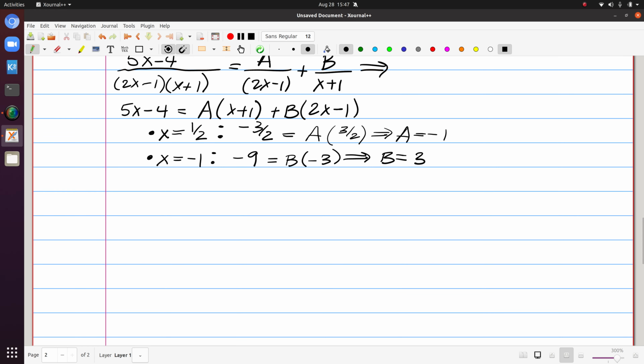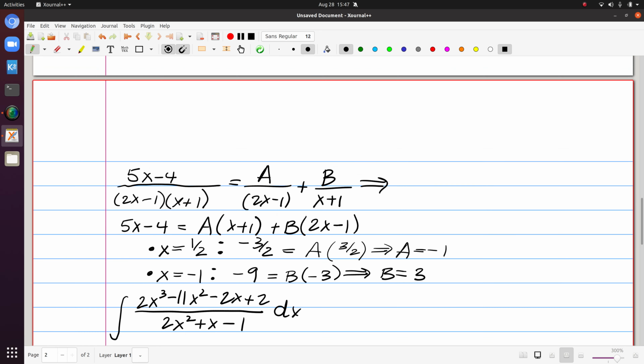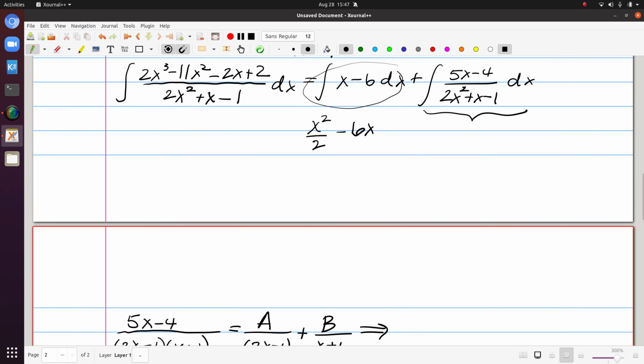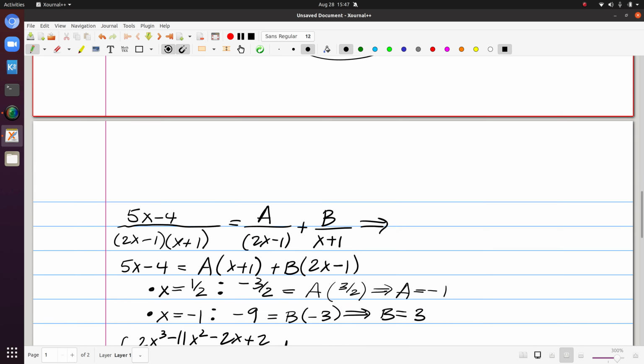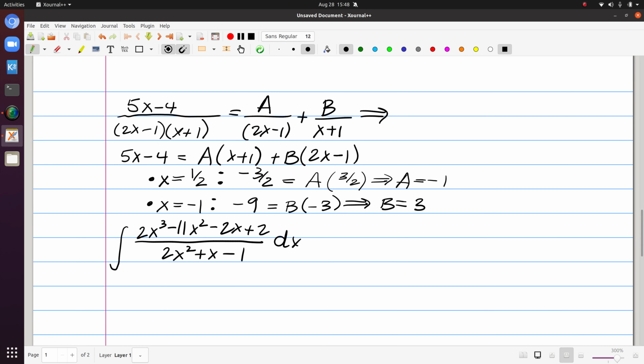So putting all of this together, I'm going to go back to what we started with. So we have the original integral which had a lot of pieces. We then used long division, and we broke it up into two pieces. And we've already gotten this one term here, the x squared over 2 minus 6x, plus an integral that we now have used partial fraction decomposition on.